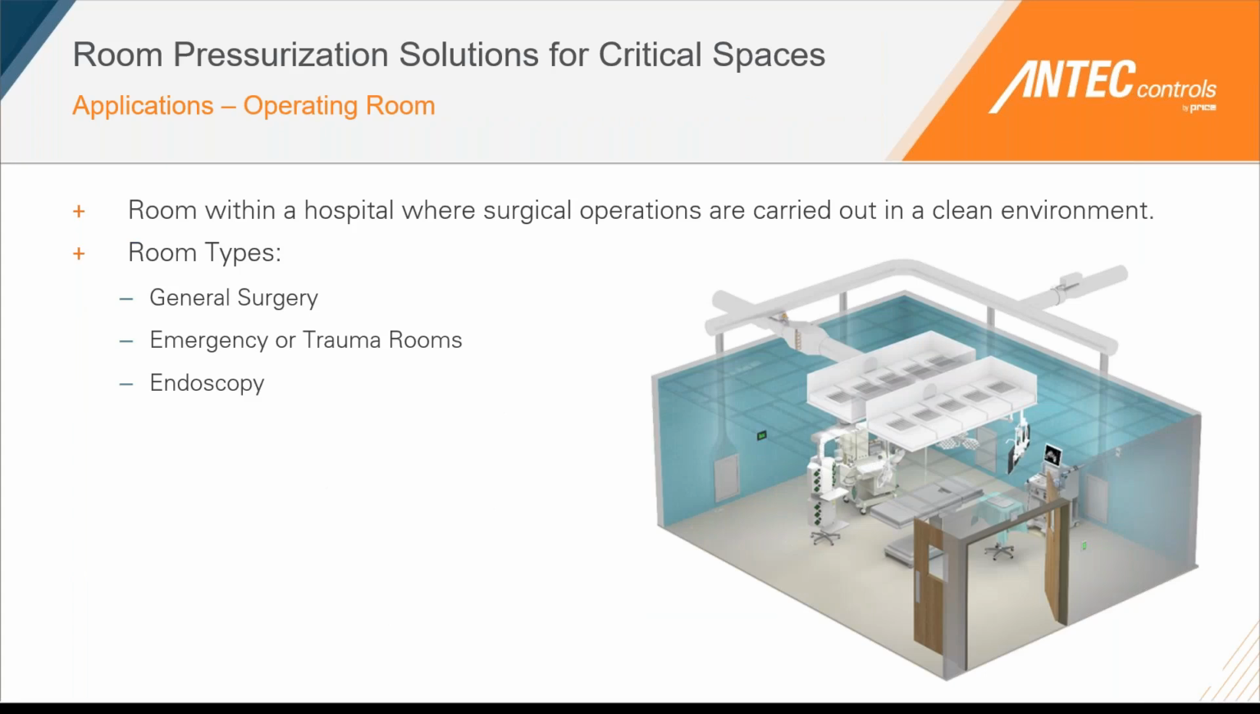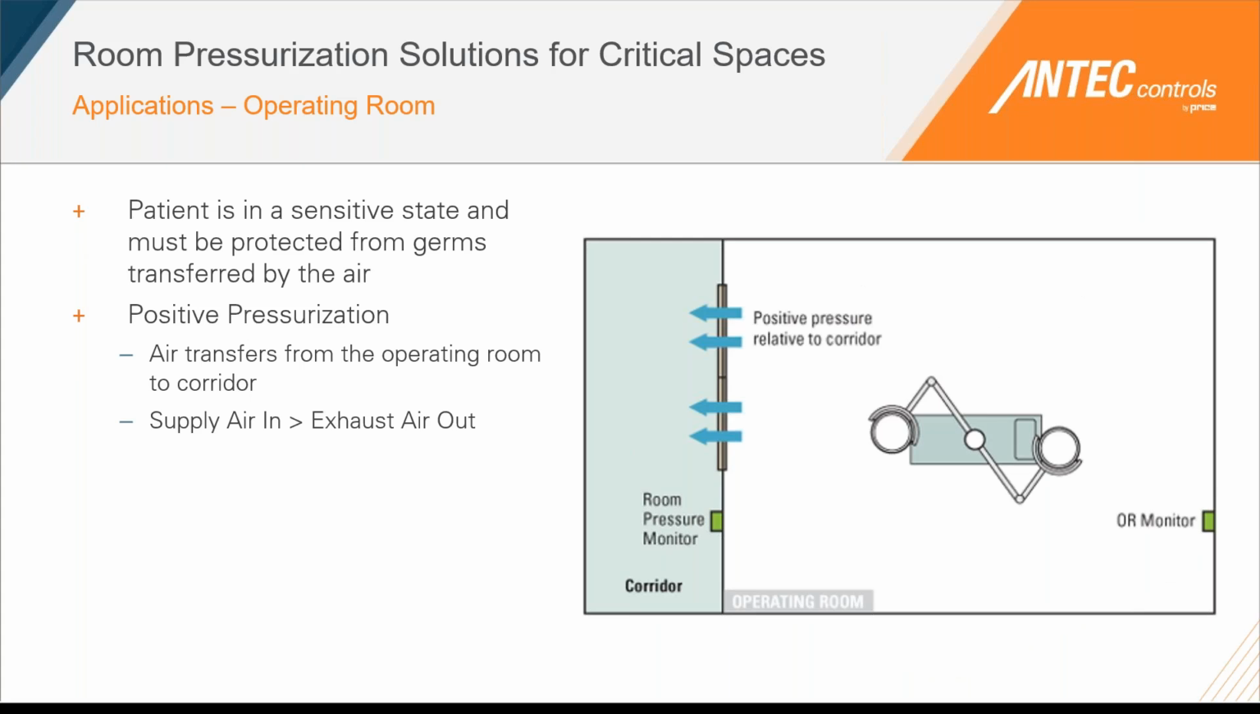So the next healthcare application we're going to talk about is operating rooms. Again, these are spaces where we're performing a surgical operation and it's being carried out in a clean environment. Some examples of operating rooms can include a general surgery space, an emergency or trauma room, or an endoscopy space. Really the key item here for these operating rooms is that the patient can be in a sensitive space. So we're going to want to protect them from germs and less clean air from other areas of the hospital.